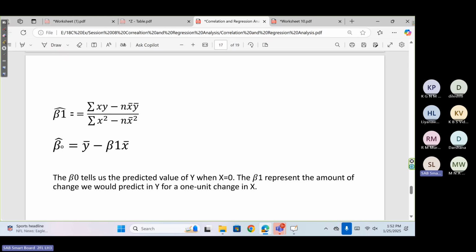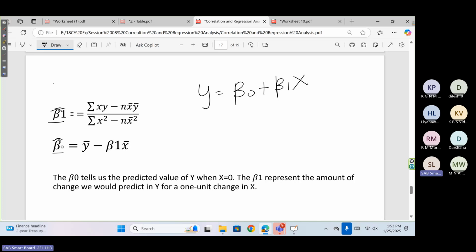Then we move into how we calculate beta naught and beta 1. There are 2 points here: beta naught and beta 1. This is the formula, the regression model equation. There is a hat in it. The meaning of the hat is that these two values are calculated values. We calculate them using the data set.